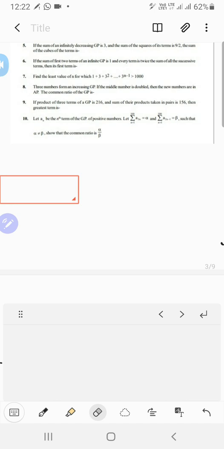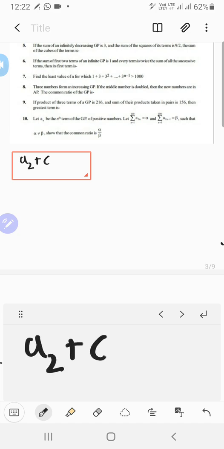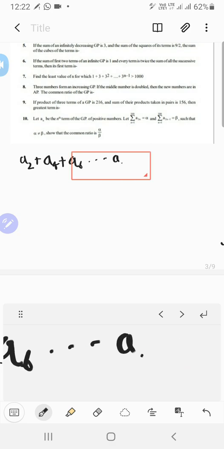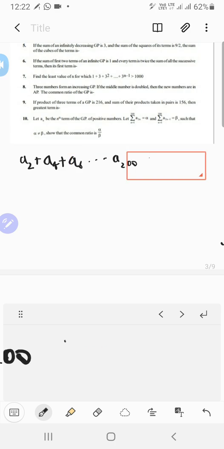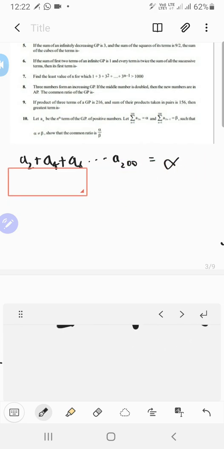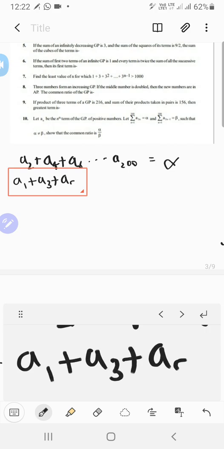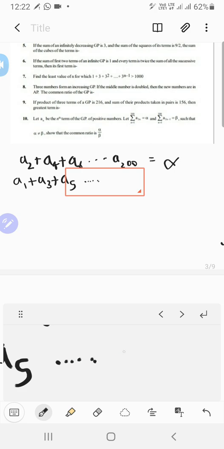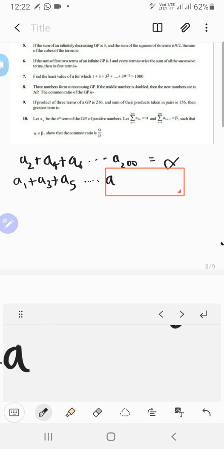Okay, this is weird. Let's just write this down in a form which we can understand. So it's going to be a sub 2 plus a sub 4 plus a sub 6, so on till a sub 200. This is equal to alpha, and you have a sub 1 plus a sub 3 plus a sub 5, so on till a sub, we put 100 in this, you get 200 minus 1, which is obviously 199. This is equal to beta.